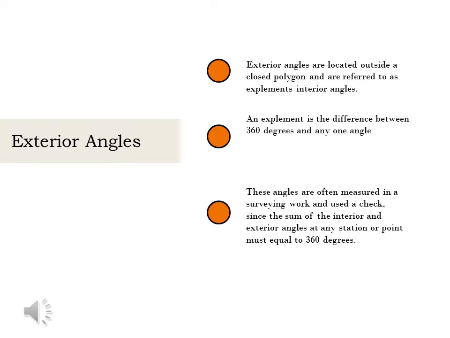Exterior angles are located outside the closed polygon and are referred to as explements of interior angles. An explement is the difference between 360 degrees and any one angle. These angles are often measured in surveying work and used as a check, since the sum of the interior and exterior angles at any station or point must equal 360 degrees.